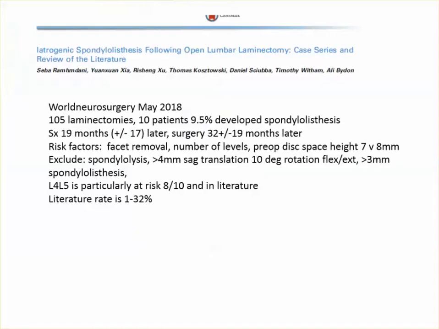So this is the article that I sent everyone. It's the most recent article on iatrogenic spondylolisthesis, and it's from Hopkins. Basically, they reviewed 105 laminectomies, and these are straightforward laminectomies with no complicating factors like discectomy or tumor, no instability pre-op, no flexion-extension views, totally stable. In their series, 10% developed spondylolisthesis, which is kind of high, I think. Usually it was about 19 months later, and they had surgery about 2 years later.